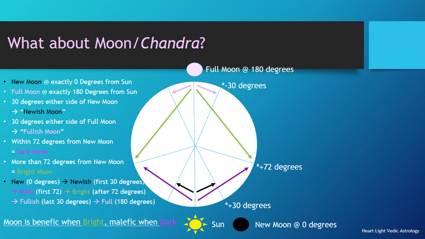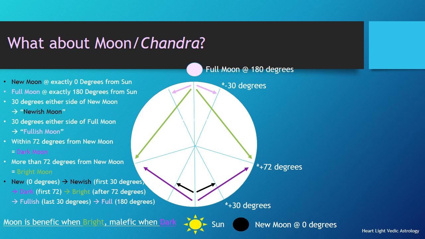Now, if we go back to the new moon side, if we go 72 degrees out on either side from a new moon, that's considered a dark moon. And you can see in this diagram here, these kind of longer, dark purple arrows. This is the range, so that's going to be 72 degrees on either side of a new moon, and that's considered a dark moon.